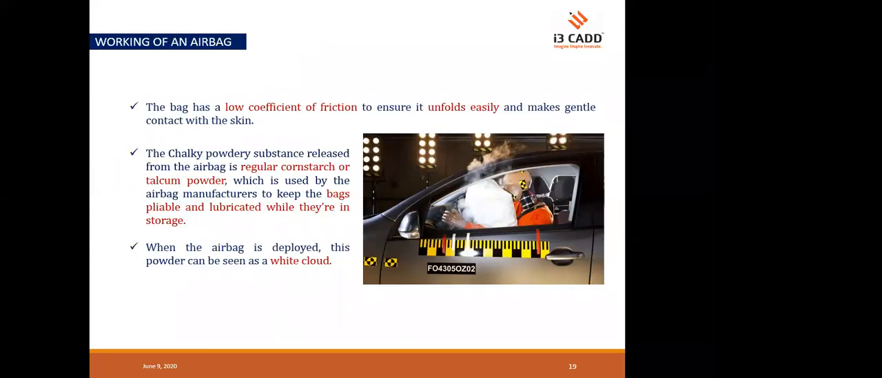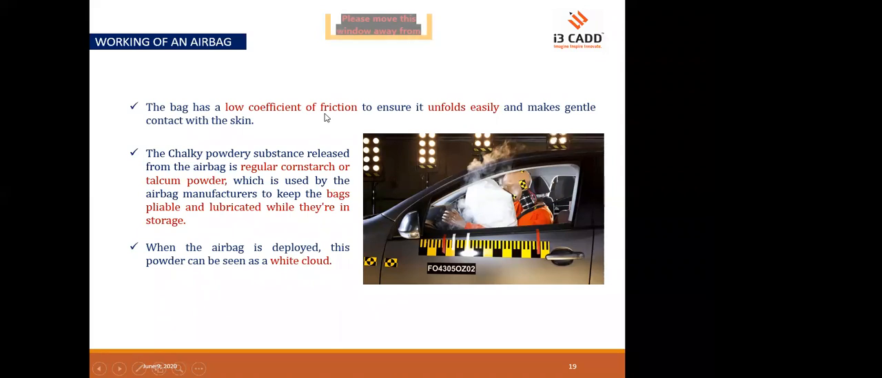Okay. The bag should possess a low coefficient of friction to ensure it unfolds easily and makes gentle contact with the skin. You know that the bag has been kept under folded condition for many years, right? For 10 years, for 12 years, if no accident occurred to that vehicle, then there is no use of the airbag. So they have been kept idle for long years. Is it right or not? So in order to unfold easily, the bag should possess a low coefficient of friction.